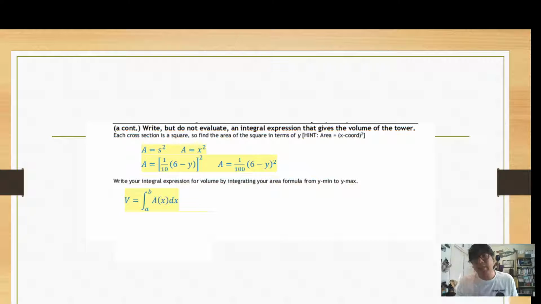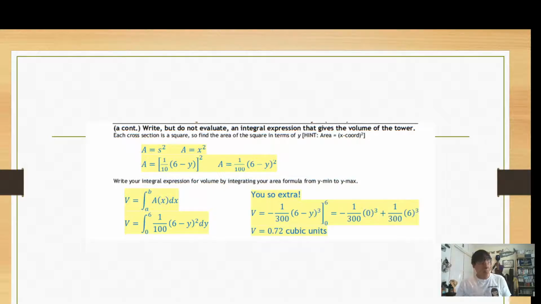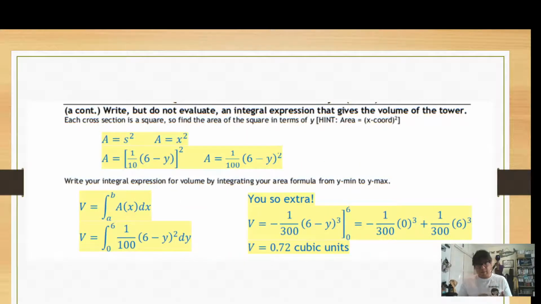Now we're just going to go ahead and start with our integral. We know that volume is the integral of an area formula. And our area formula here is 1/100 (6 minus y) squared, integrated from 0 to 6. I believe this is the integral expression that will give us the volume of the tower. So this problem really is finished, although this is such an easy integral, I don't know why you wouldn't just finish it anyway. So you get a volume of 0.72 cubic units. Well, that takes care of part A of our problem.